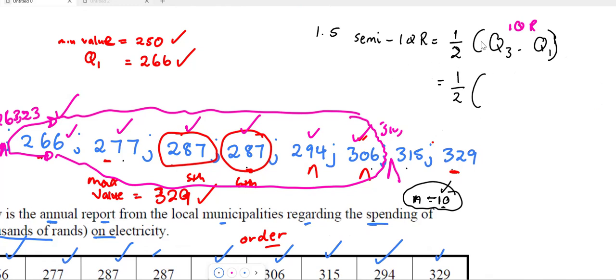We calculated Q3 before, that was 306. All right. We also calculated Q1. Remember, it was 266. So that is half of this difference. That was going to give us what? 20. So we have got 20 as the semi-interquartile range for the local municipalities.